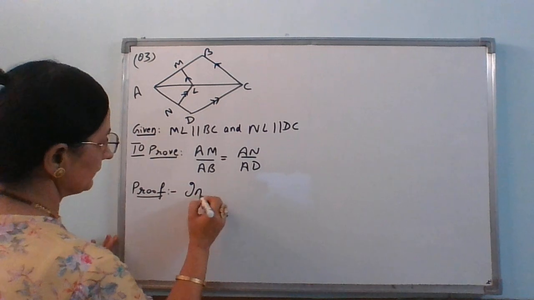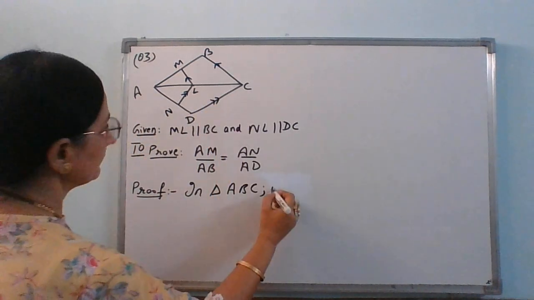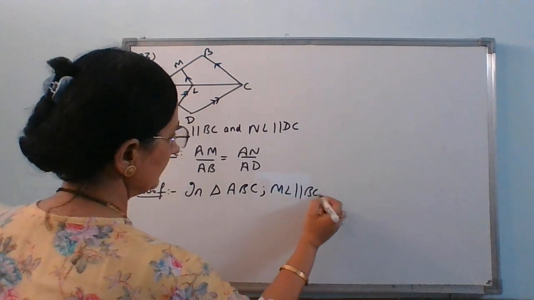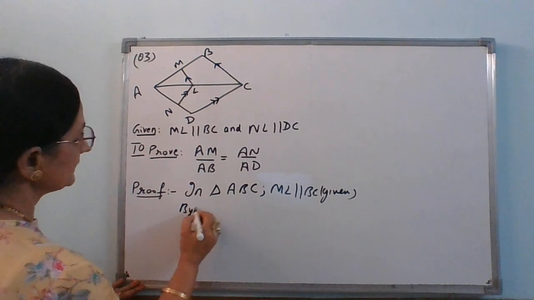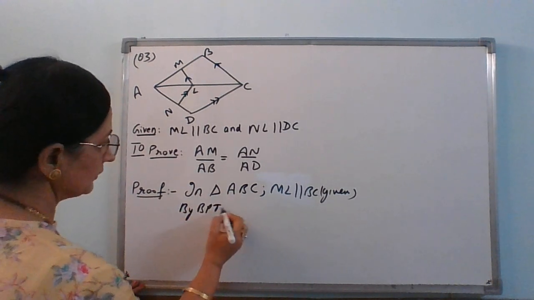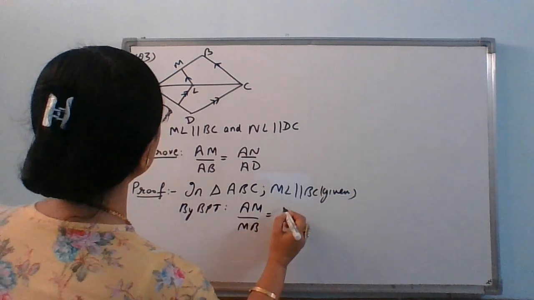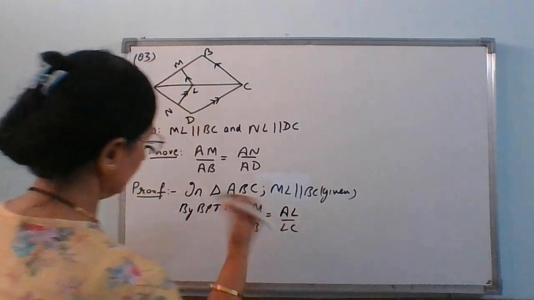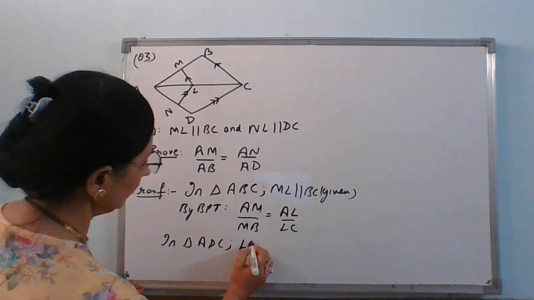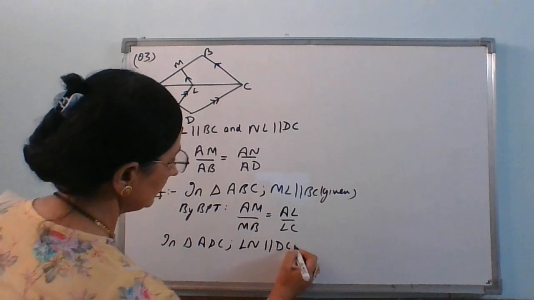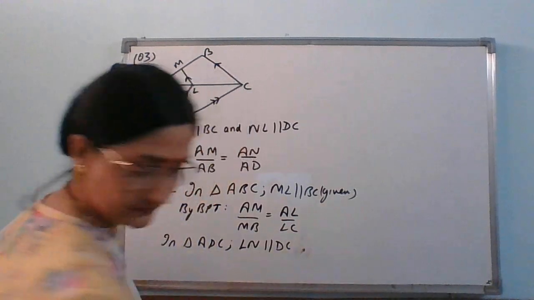Now, in the triangle, you have to mention the triangle. In triangle ABC, what happened? It is given ML is parallel to BC, given, right? So by BPT, you have to write the reason also. So sides are in ratio. AM upon MB is equal to AL upon LC. Similarly, in triangle ADC, what is parallel? LN is parallel to DC. So by BPT, that is given. You can write the reason here, given, right?